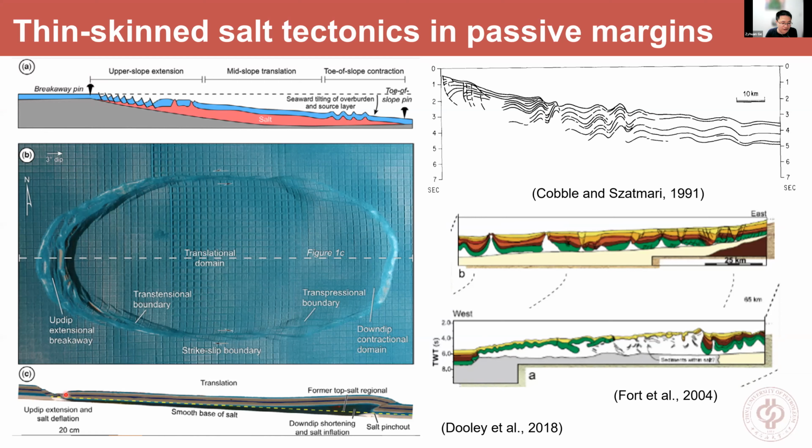So this is a very simple setting. You have this layer of sand, and you have silicone, a viscous material, to simulate salt underneath, and when you tilt it, you have upslope extension and downslope contraction. And you can find similar systems in nature, and this case is from the lower Congo Basin.